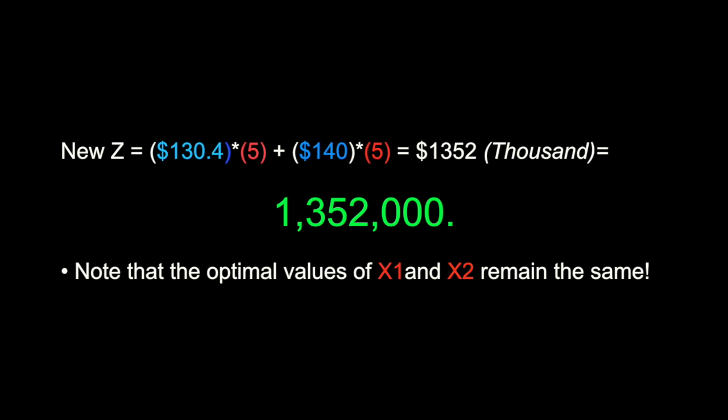Using our new changed coefficients, let's go ahead and calculate our new z-value, which totals up to be 1,352,000. Now notice that our optimal values of x1 and x2 remain the same.